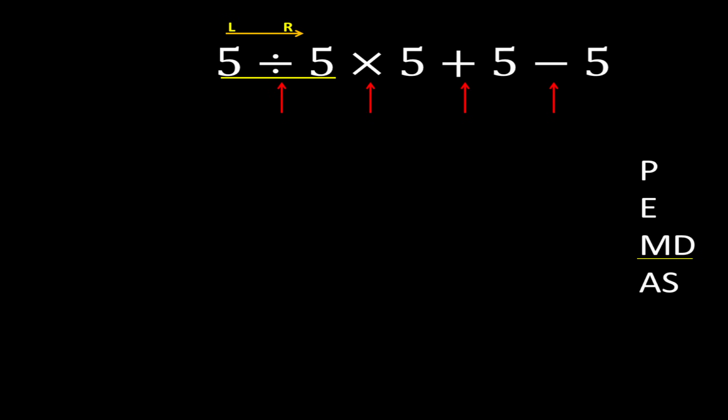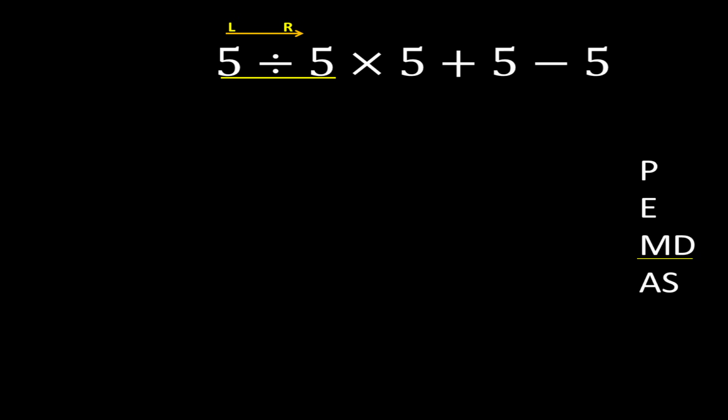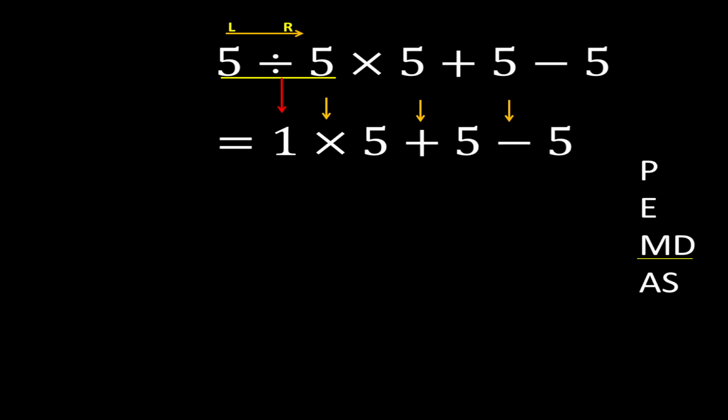So first we have to solve this division. 5 divided by 5 is equal to 1. Now the expression becomes 1 multiply 5 plus 5 minus 5. Now we have one multiplication, one addition, and one subtraction. So according to PEMDAS, first we have to solve multiplication, then we solve addition and subtraction.